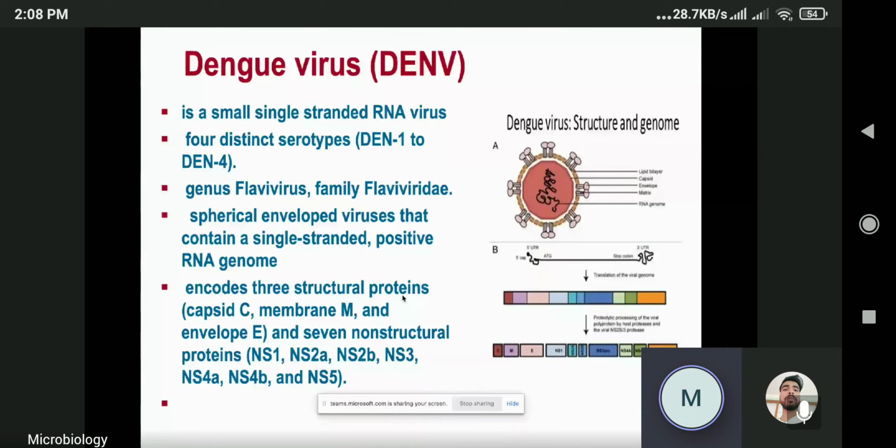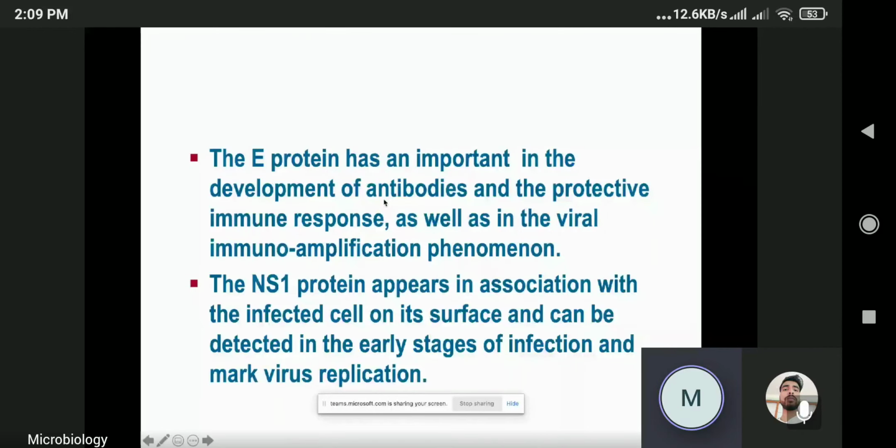Okay, and they have the seven non-structural proteins or the regulatory proteins, that is NS1, NS2A, NS2B, NS3, NS4A, NS4B, and NS5. So these structural and the non-structural or the regulatory proteins have several roles in pathogenesis, as well as antigenicity. Okay, E protein has an important role in the development of antibodies. Means they are immunogenic. E proteins or the envelope proteins are immunogenic, against which our immune system will produce antibody. Means the protective immune response will be there against this E protein.